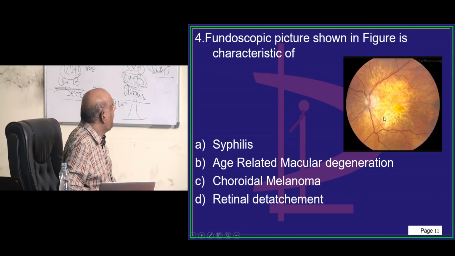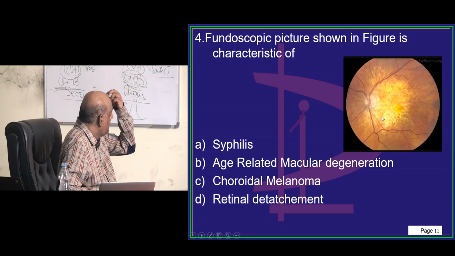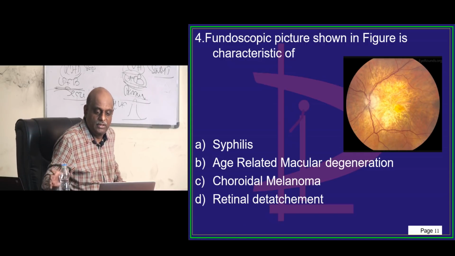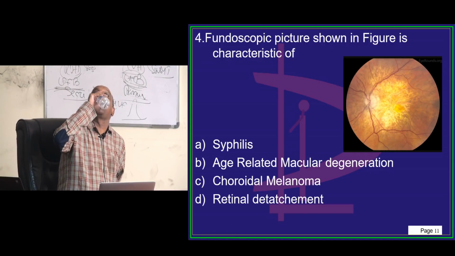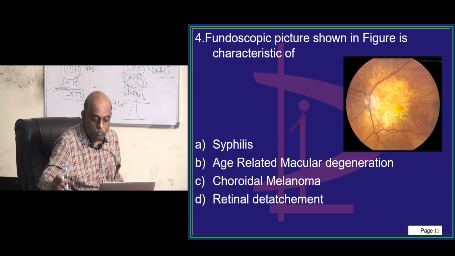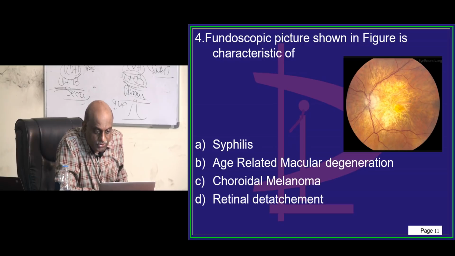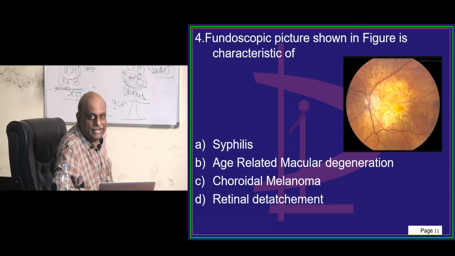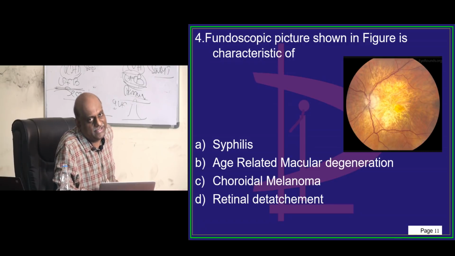Now you have been shown a fundoscopic picture. What is it very characteristic of? Fundoscopic picture, what is it very characteristic of? So Vinoda proposes syphilis. Upama Singh thinks of, okay. Saundarya says it's a pale disc. Good, at least common sense. Very good. Satya is proposing age-related macular degeneration.